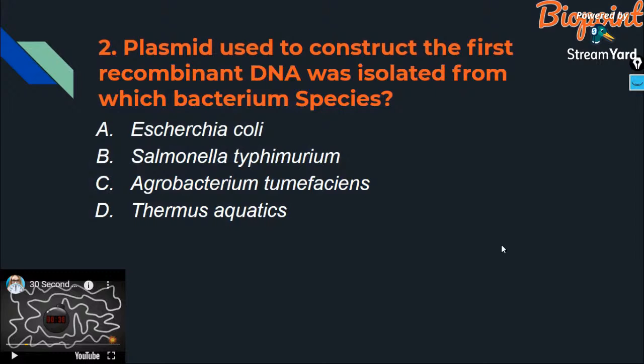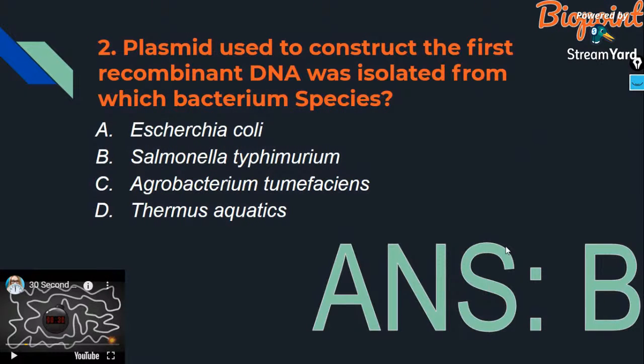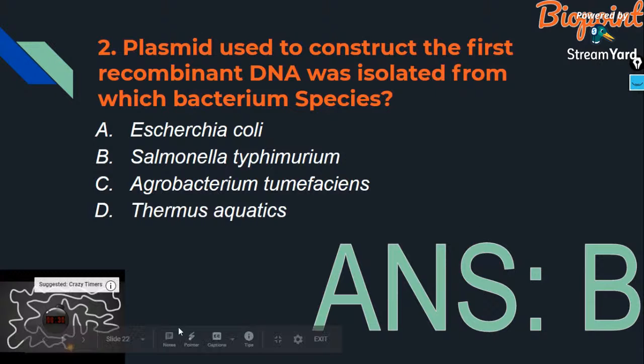The correct answer for the question, I hope there is a network issue and he left. The correct answer for the question is option number B, Salmonella typhimurium. We have discussed in the class in detail. Stanley Cohen and Herbert Boyer isolated the DNA from the Salmonella typhimurium. Let's move on with the next question. Absolutely. Option B is the correct answer for the question.